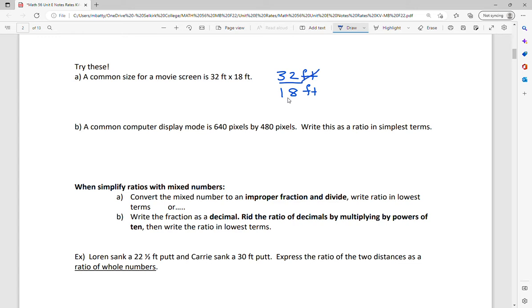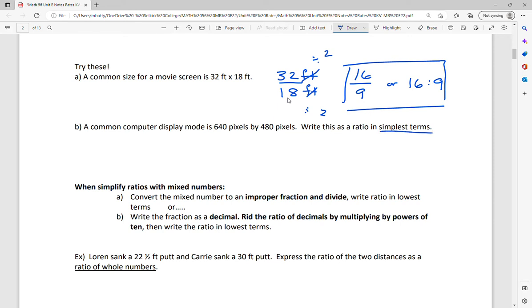They cancel. If I divide the top and bottom by 8, or how about by 2? Not by 8. We'd get, what is that, 16 over 9. And so it could be 16 to 9 or 16 over 9. So we had our units the same and we want to reduce it to lowest terms, so as the simplest terms.